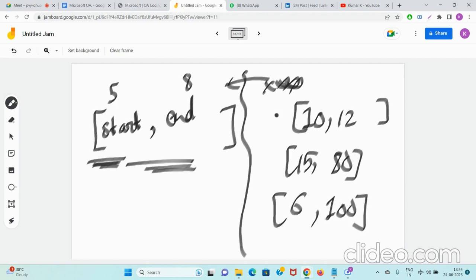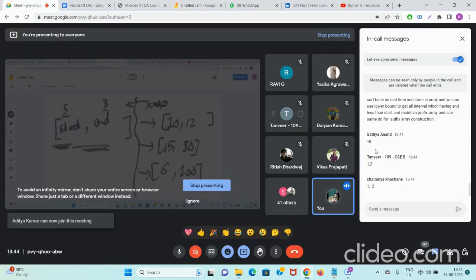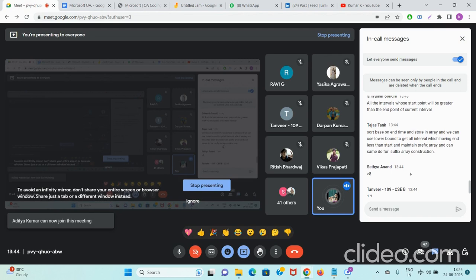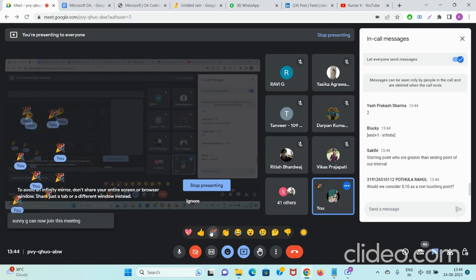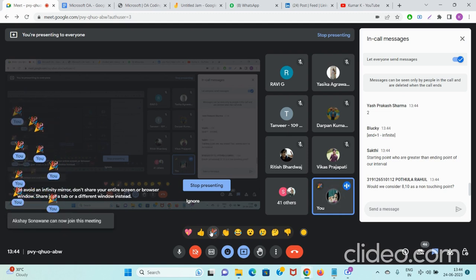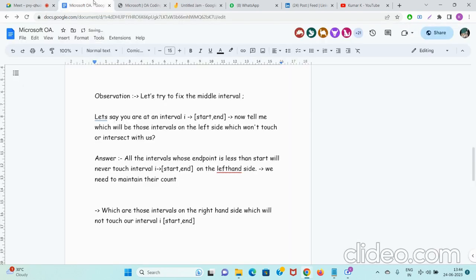Guys, in this case, our current interval is from 5 to 8. Which are the intervals on the right-hand side which will not touch 5 to 8? Can anyone tell me the number of those intervals? Tell in the chat, guys. Yes, correct, Tejas. Yes, BX Globe, congratulations. See, I am now giving emojis for you. First time he said the correct answer. They should not touch, guys. Starting point should be greater than 8.